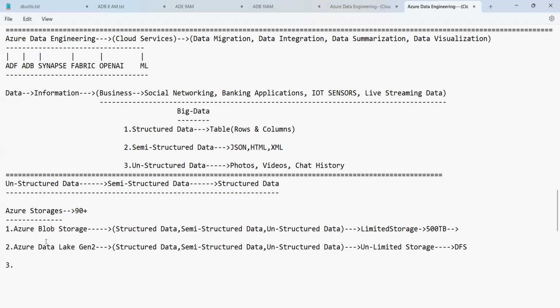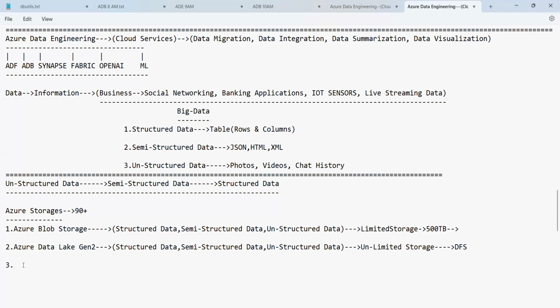So again, you have Azure Blob Storage and Azure Data Lake Gen 2. This is called a distributed file system, a DFS system, guys. I will explain the DFS system in detail, no worries, because we will take a whole class on the storages, and as well as Gen 2 and the distributed file formats. It means how the distribution process takes place. All those things I will tell you in detail. Don't worry about this.